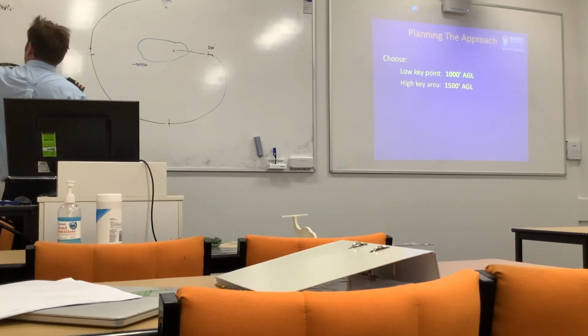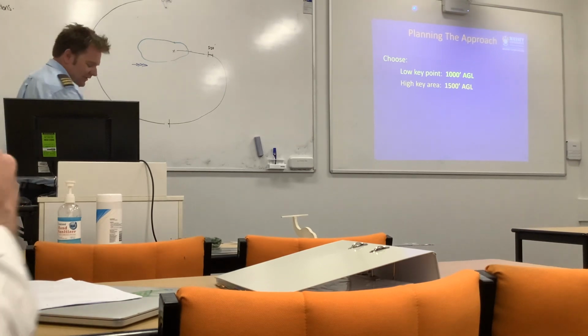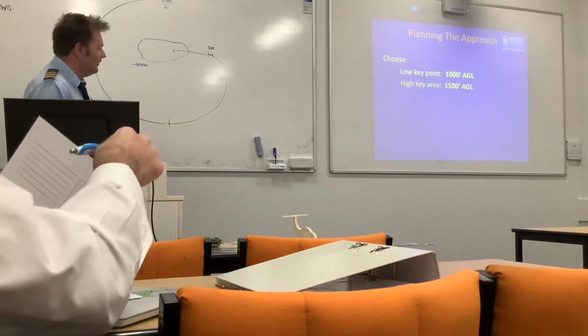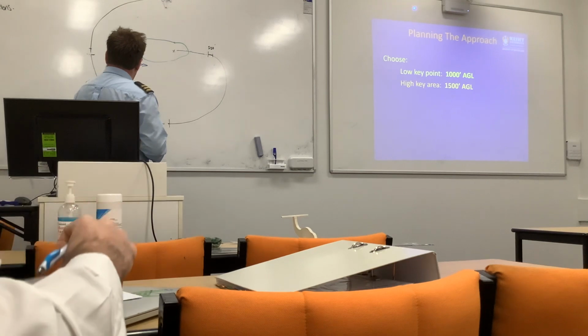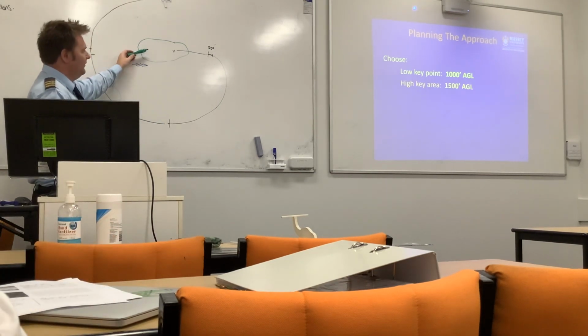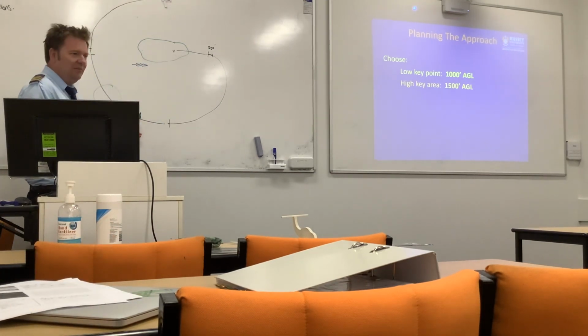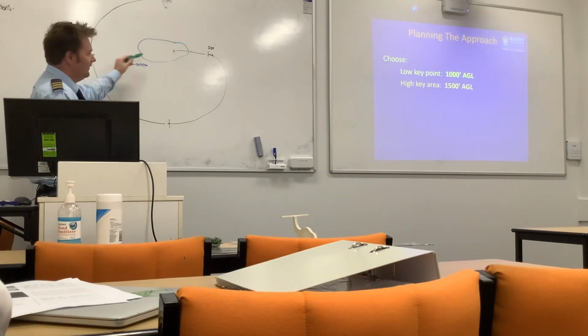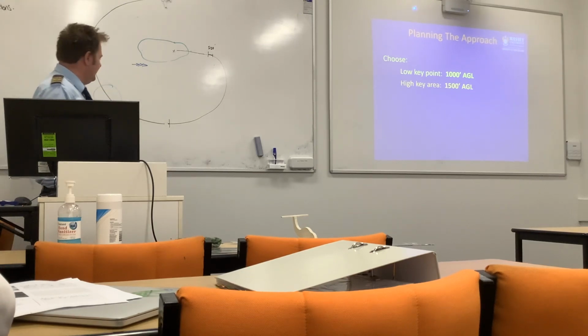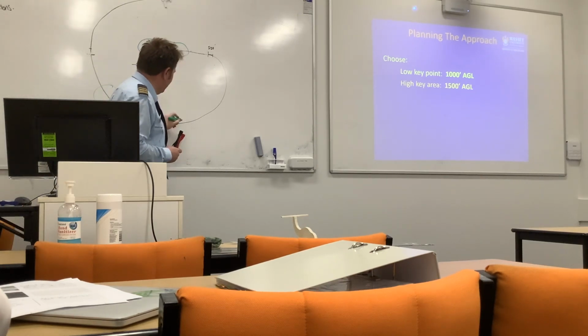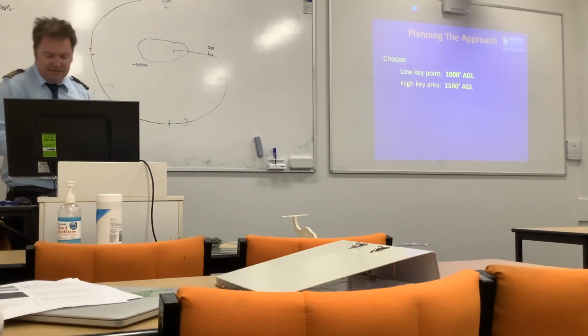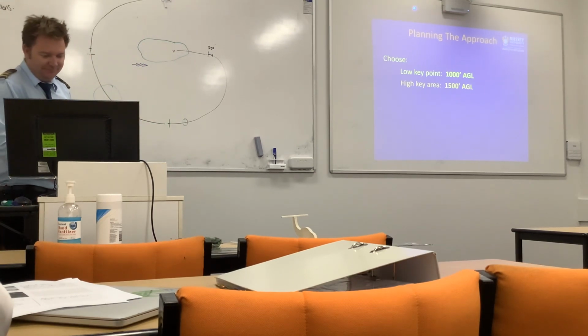So 2, plan, and essentially we've already hopefully worked our way backwards, put these points in. Everyone does this way too close, almost abeam. It's got to be about 45 degrees offset. It's the high key area, the low key point directly abeam. There, right?